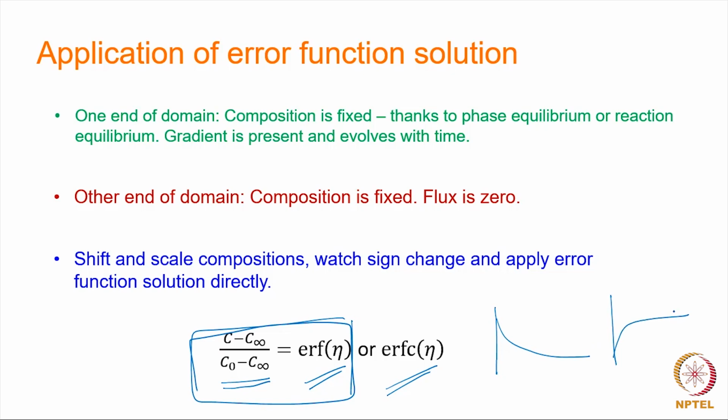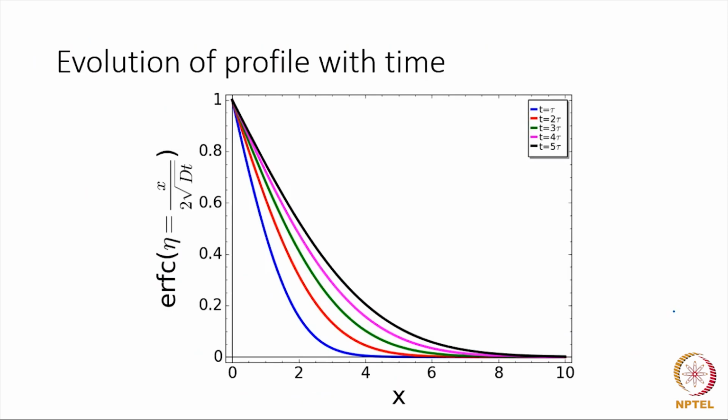So we can choose accordingly the function that is applicable. Now, as the argument is changed with respect to only one of the two variables, x or t, only one of them, how does the error function evolve? You could see that as a function of distance, if you keep changing the time and increase the time, then it would appear like this.